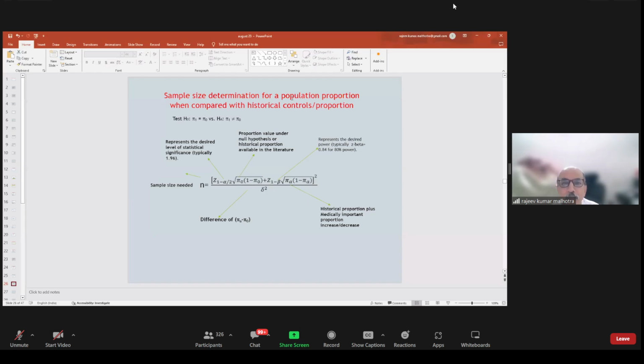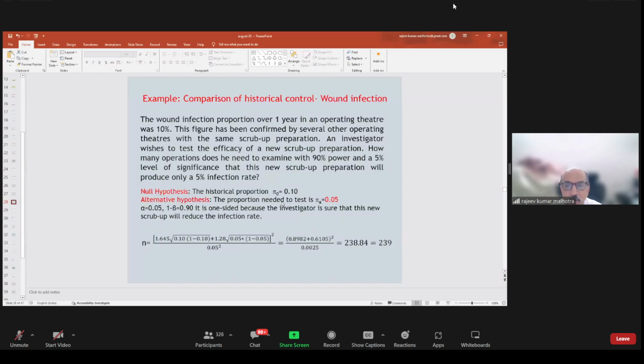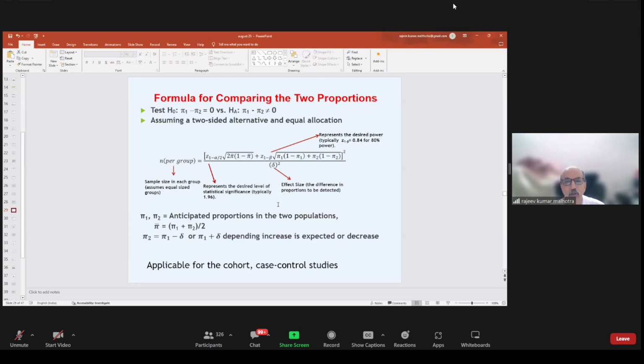Now we come to the sample size for comparing two proportions. That was for two means, and now this is the formula for comparing two proportions. The null hypothesis is that there is no difference in the proportions, and the alternative hypothesis is that there is a difference in the proportions, equal to the clinically important difference delta. This sample size formula assumes a two-sided test and equal allocation. For unequal allocation there is a complicated formula, so I am not writing it here.